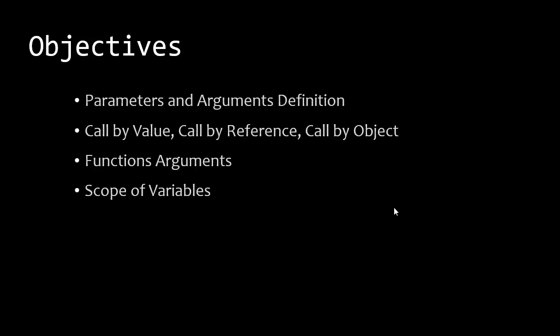And finally, we'll end this video talking about scope of variables. We haven't really talked about that yet in regards to this language, but there are different types of scope of variables based upon where you actually declare the variable, something you already know. I'll talk about that a little bit here. All right, so let's get started.